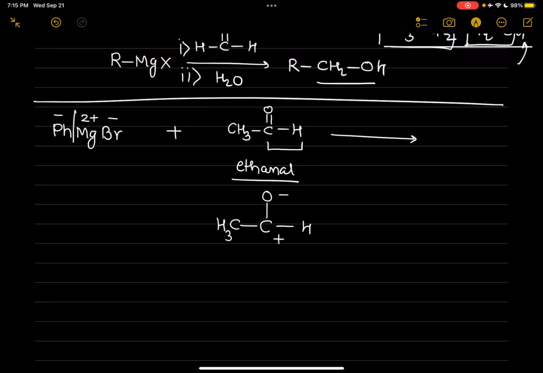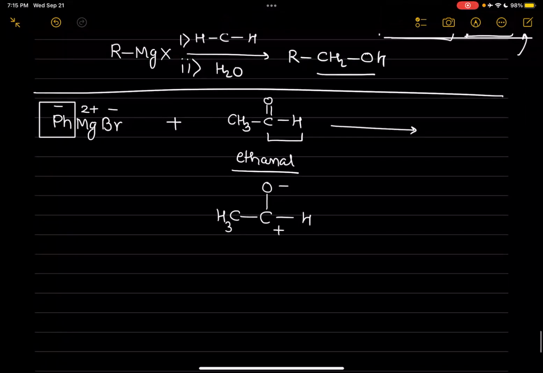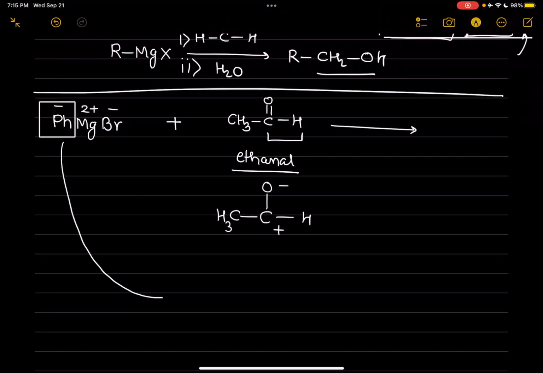So this is minus. This will attack CH3, or rather, this will attack the carbon atom which is having the plus charge. Okay, phenol.